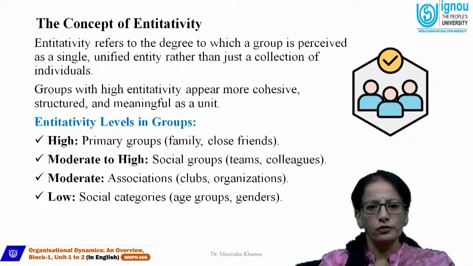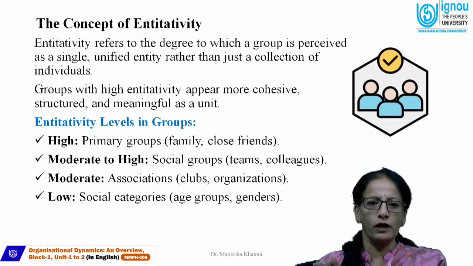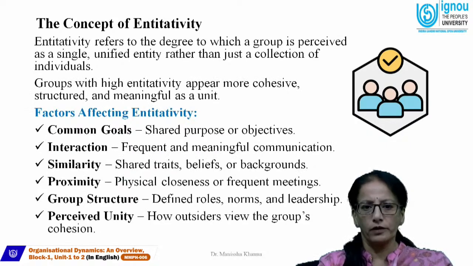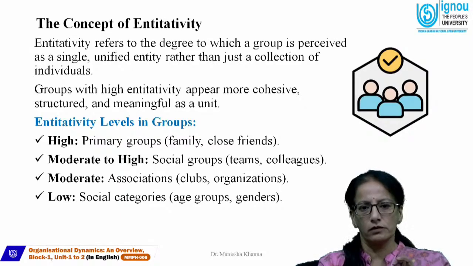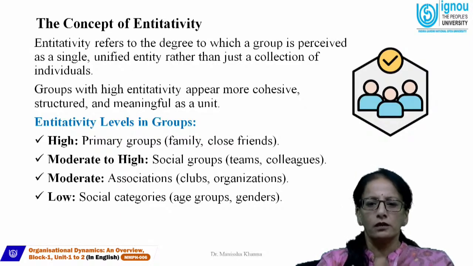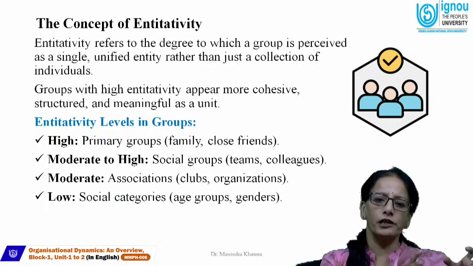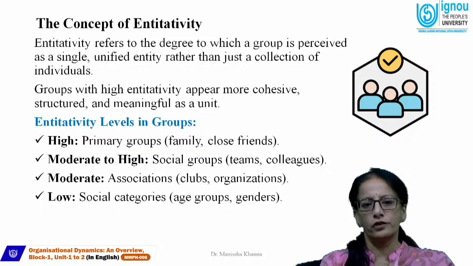So when we talk about the levels of group, it can be high, moderate to high, moderate and low. In presence of all these factors, it leads to the high primary group, which is for example known as a family, or very close friends, best friends groups, where their traits are equal, they meet, they enjoy things, they celebrate together.